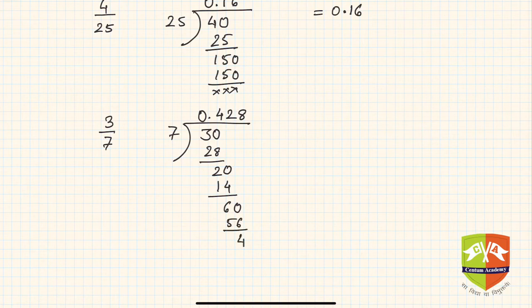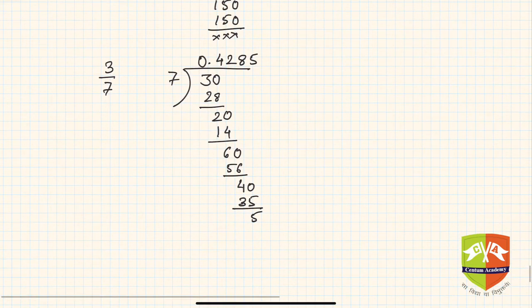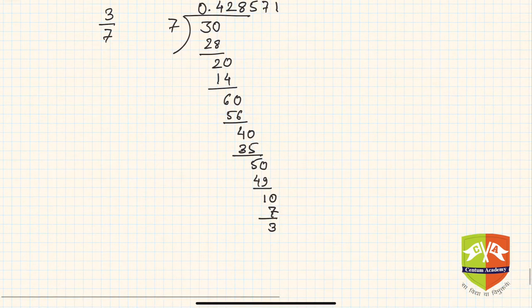4. Right? Oh, it seems it is going too deep. Now again 40, so hence what? 7 5, so 35, right? Again 5. Oh, it doesn't seem to be ending anywhere soon. So 50, so 7 7s are 49, correct? What is left? 1. So 10, so 7, 1s are 7, and 3, so hence 30.